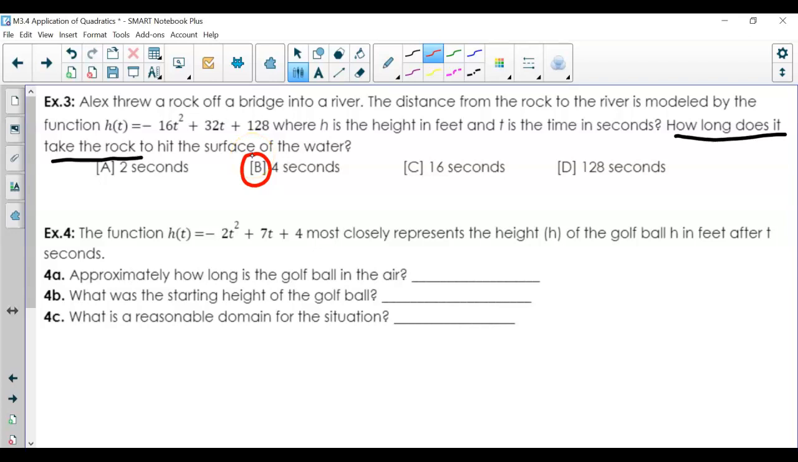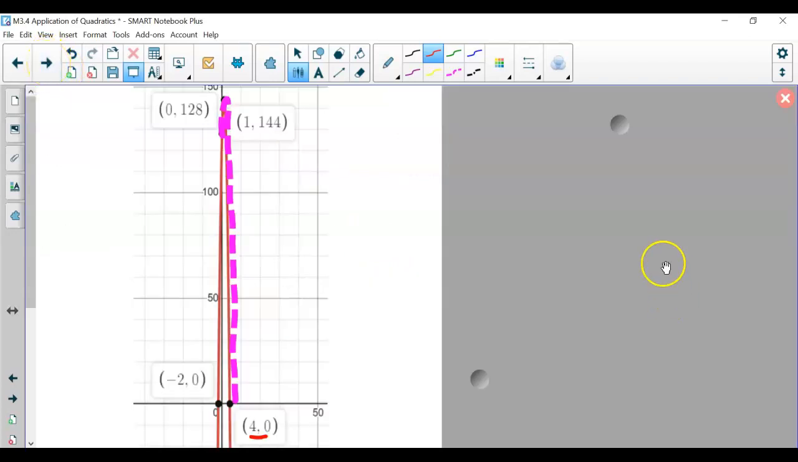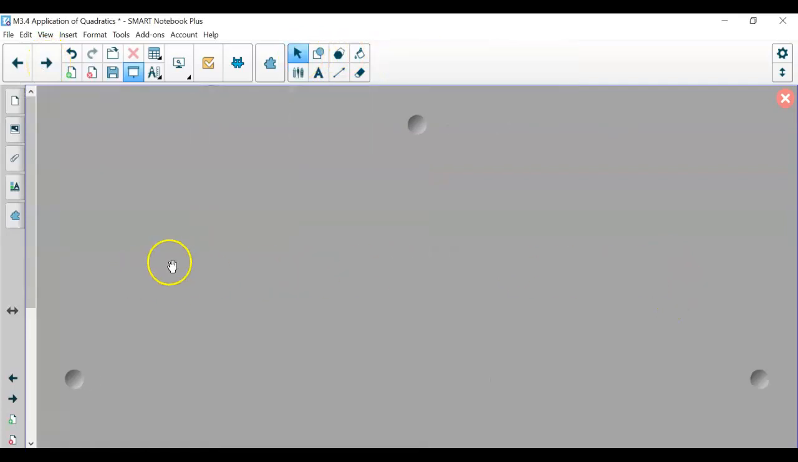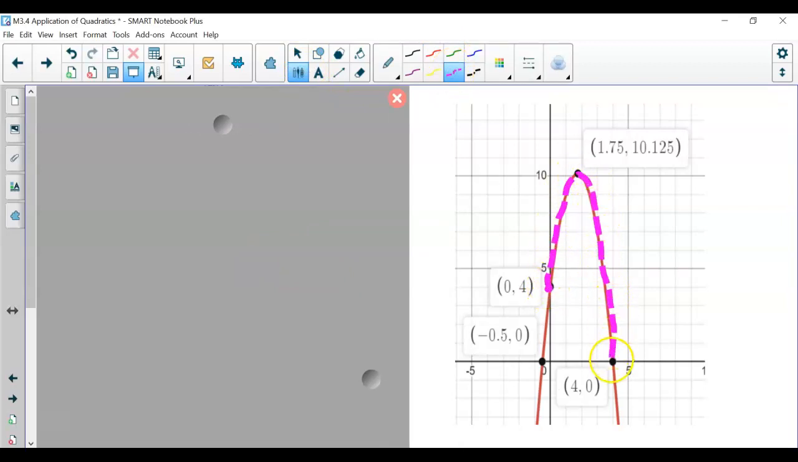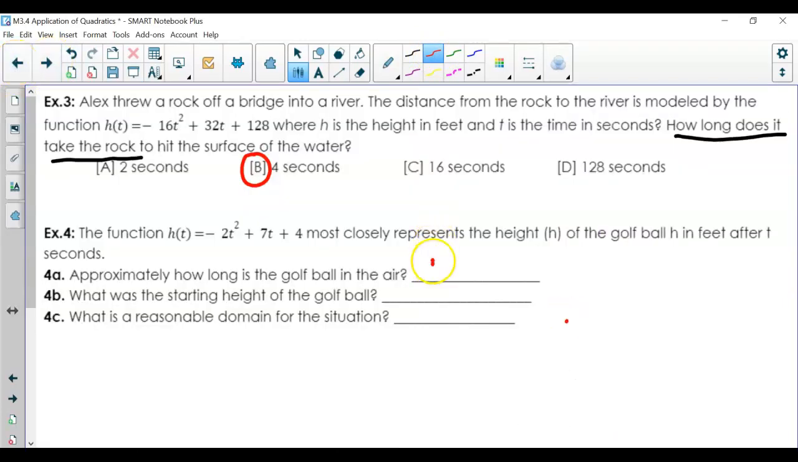Then example 4. Approximately how long is the golf ball in the air? So that's the same right here, right? How long is the golf ball in the air? So going back now to this, your graph should look like this. And so again, looking at the path, right? Starting here and then boom, hitting the ground. So how long was this in the air? For 4 seconds. That's how long the golf ball was in the air before it hit the ground.